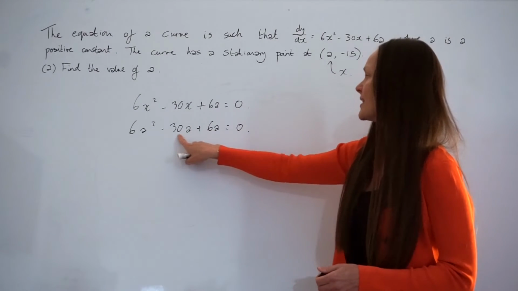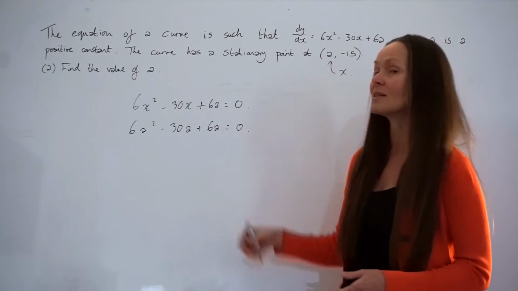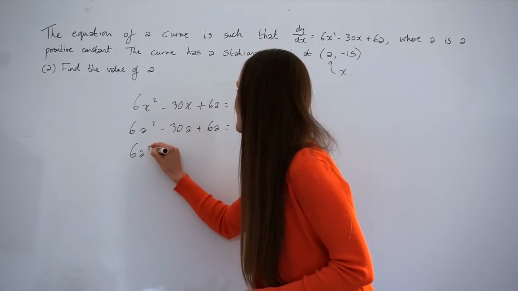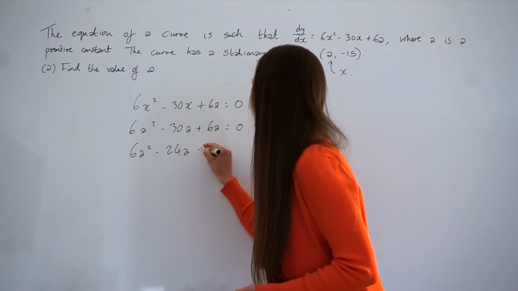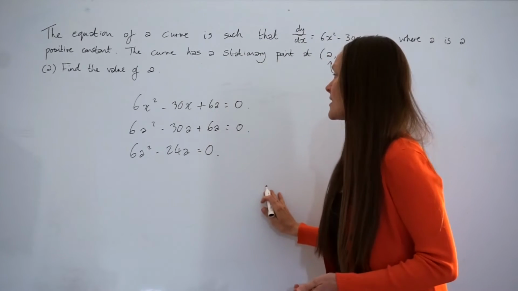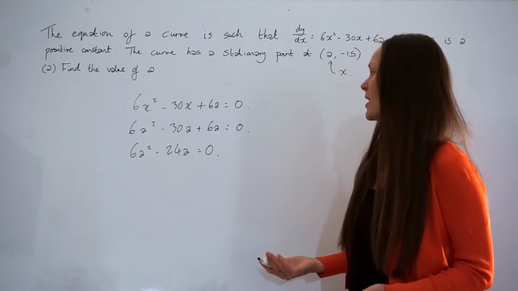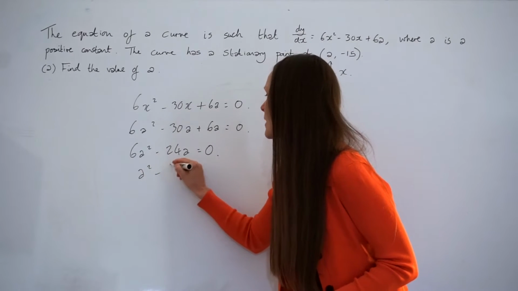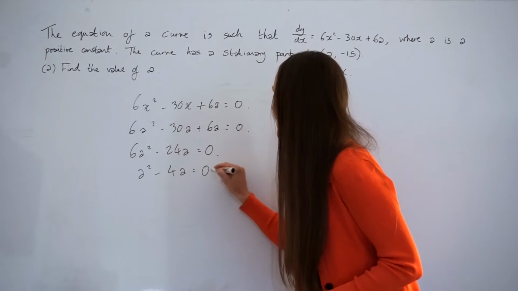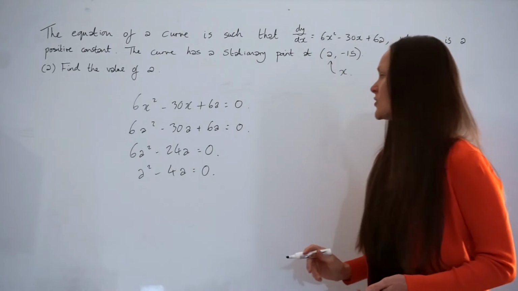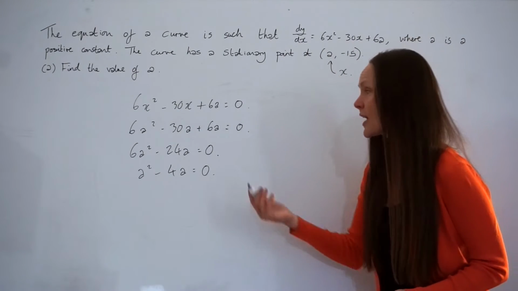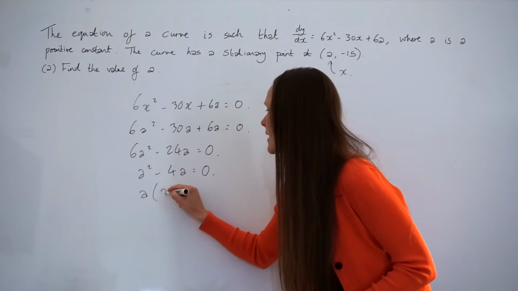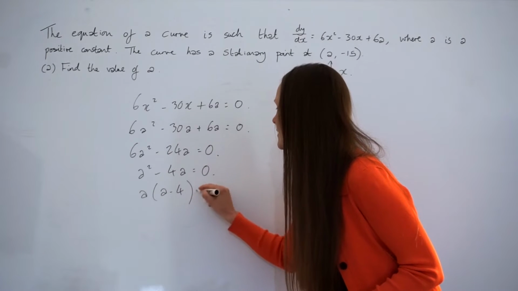Here I have negative 30a plus 6a, which simplifies to negative 24a. So I'm left with 6a squared minus 24a equals 0. Now I can divide everything in this equation by the common factor 6. So that leaves me with a squared minus 4a. Now I have to solve this equation. To solve this quadratic, I'm going to factorize. So I'm going to factor out the common factor a, so a minus 4 goes inside the brackets.